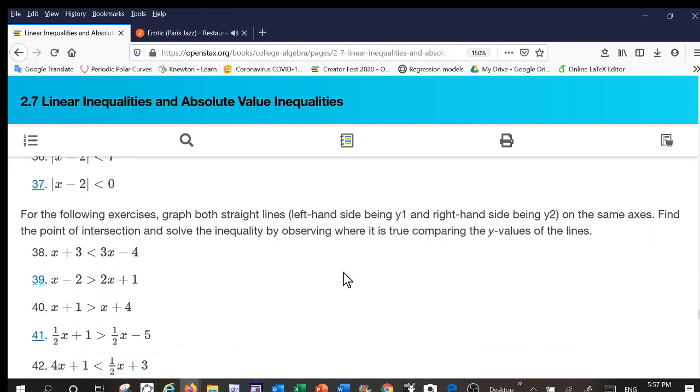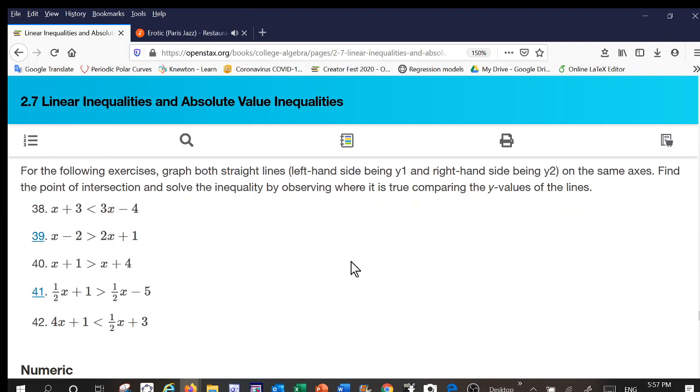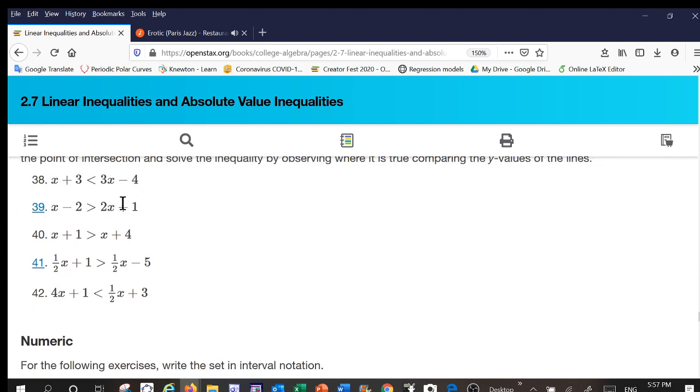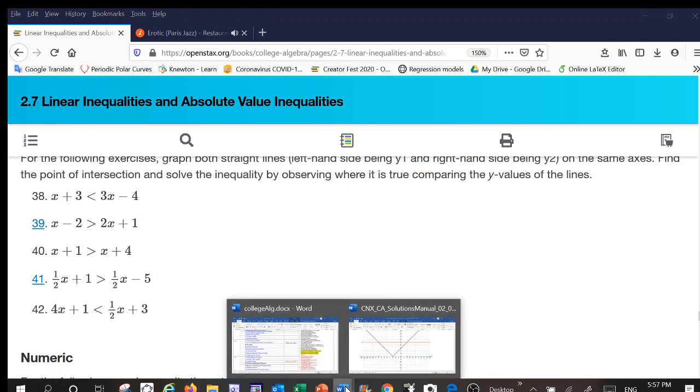And here is more, and this time we actually have 2 lines. Let's do number 38. So what do we mean by x plus 3 less than 3x minus 4? Well, that means we're looking for numbers. We can easily solve it without graphing, of course, right? Just isolate the x and you can find it. But what does that mean in 2D, in graphing? Well, it means this. Let me show you.